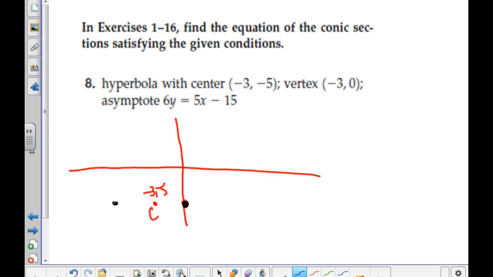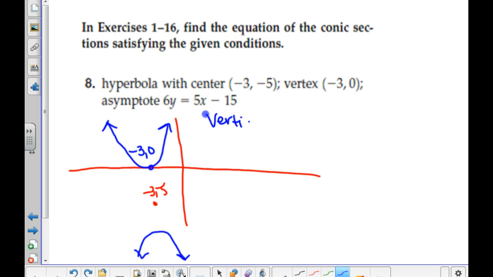Oh, thank you. Mine is wrong. Thank you for not waiting until I totally screwed up the whole problem. All right. Clearly, the vertex of -3, 0 is here. So it does mean it's opening this way, right? My bad. Okay. So what's the general form look like when we have a vertical hyperbola? Anybody find it?